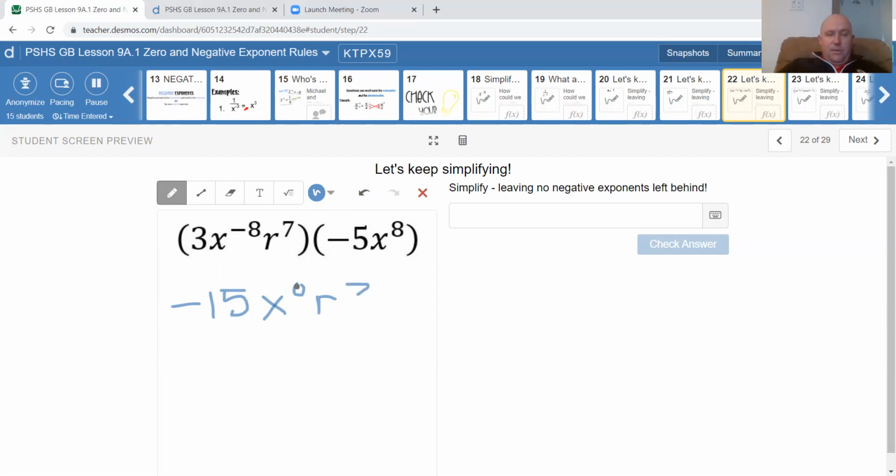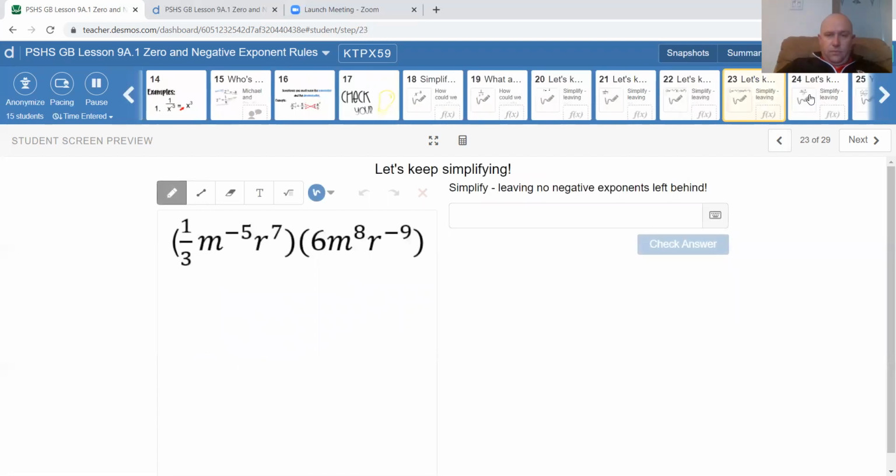As x to the 0 is 1, negative 15 times 1 would just be negative 15, and r to the 7. So once again, it's almost like this x to the 0 just cancels, and we just get left with whatever other terms are left.